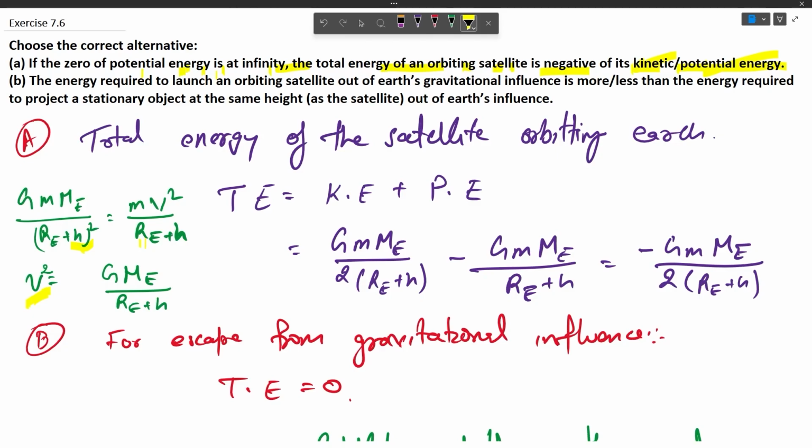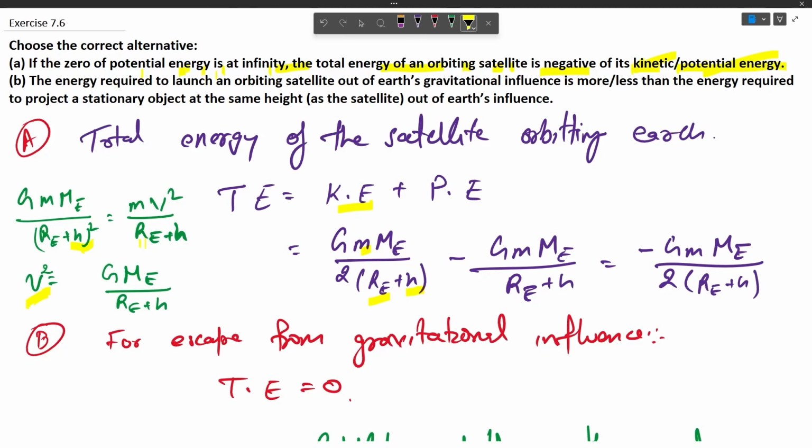Now kinetic energy is given by half mv square. Multiplying half m to this, we get G M m divided by 2 (Re plus h). Here small m is the mass of the satellite, Re is the radius of the Earth, and h is the height of the orbiting satellite above the surface of Earth.